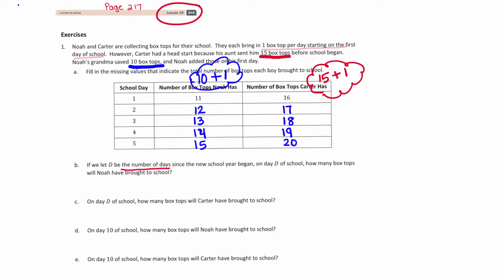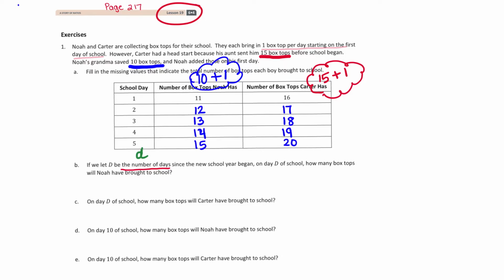We're going to let D represent the number of days in the new school year. So let's go ahead and do that. We're going to do D for the number of days. And you can write, I wrote it right there on top of the table. We never use capital letters. I know that Eureka is using capital letters to help us and not get confused with the other work.